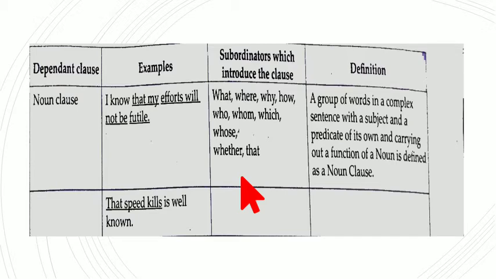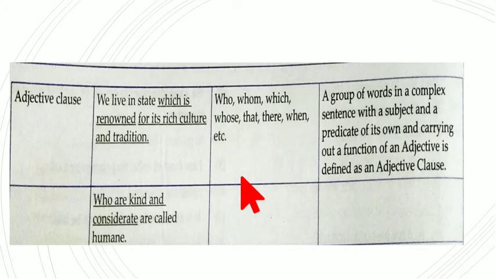Now moving ahead to the second type of clause, that is the adjective clause. Whenever we hear the word adjective, in our mind what comes? The first thing which comes in our mind is quality. Now read this example: we live in a state which is renowned for its rich culture and tradition. Second example: who are kind and considerate are called human. Now in this, what we understand is that what?